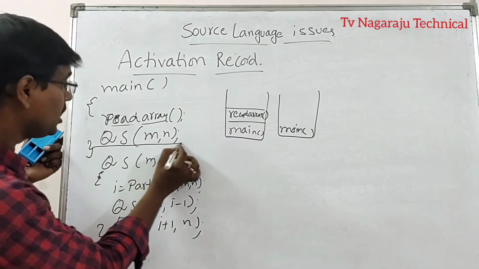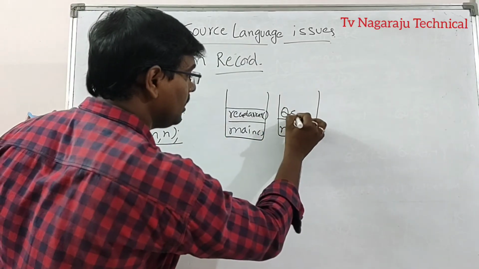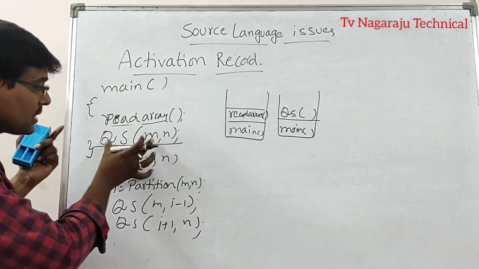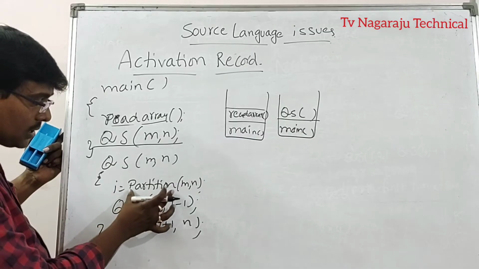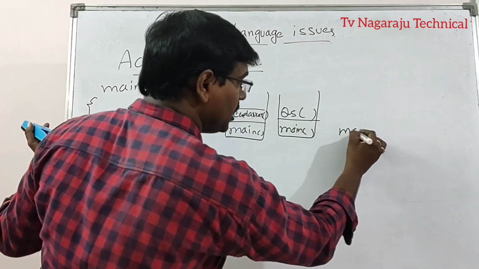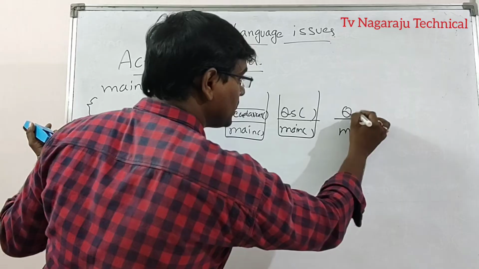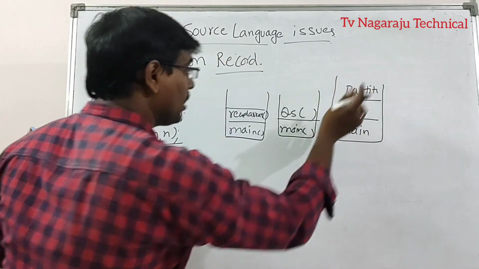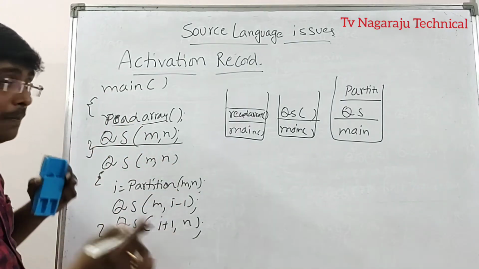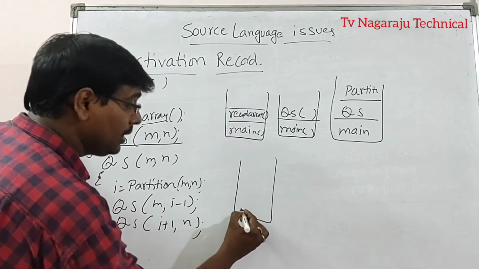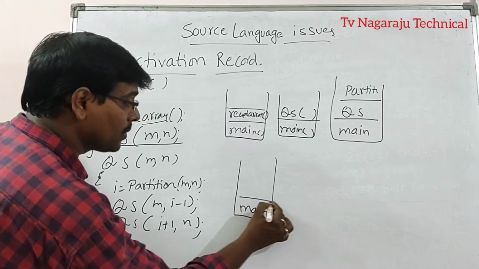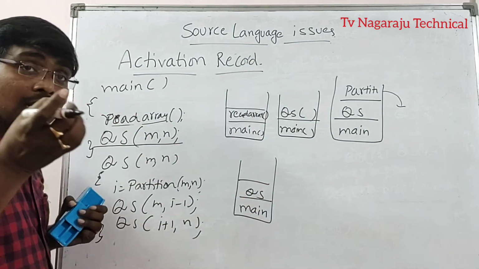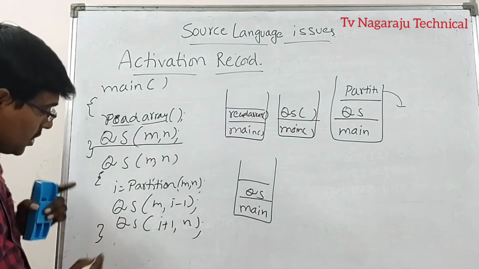What is the next one? Quicksort. You are calling the quicksort function. Whenever you are calling the quicksort procedure, what does it call? It calls partition. Main, quicksort, it calls partition. Understand? Okay. After completion of the partition, it is popped out from the stack. The partition is completed, that is, it is popped out of the stack.